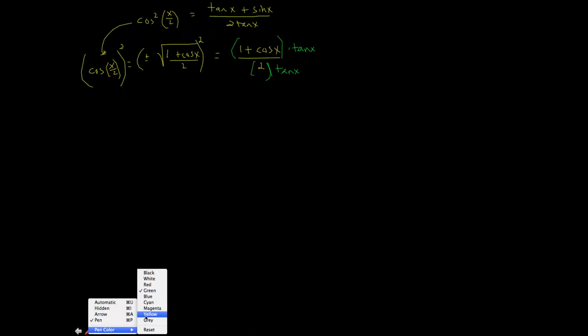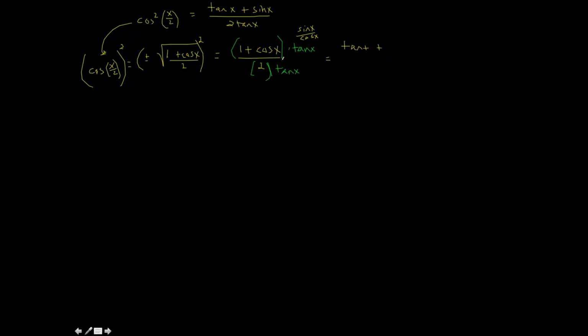Well, look at what that does. That gives me tangent x plus cosine times tangent. Tangent, remember, is sine x over cosine x. So when I multiply that, the cosines cancel, and that just leaves me with sine. And then tangent times 2 is 2 tangent x. Well, look at there. I got what I needed.